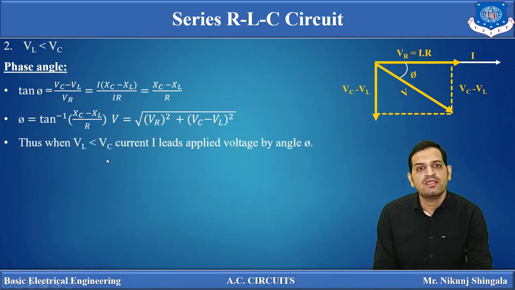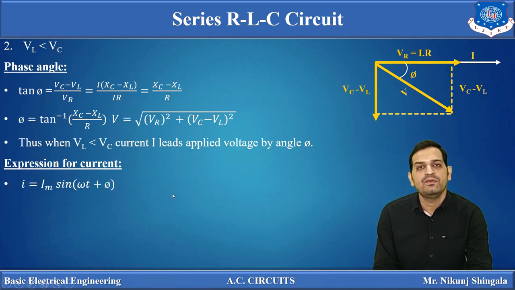Now as VL is less than VC, from this phasor diagram we can also see the resultant voltage lags behind the current, or we can say the current leads the total voltage by some angle phi, because the circuit is now behaving as a capacitive circuit for VL less than VC. So now we can write the expression for current using the phase angle. I is equal to Im sin(omega t plus phi). Here it is a plus sign because the circuit is behaving as a capacitive circuit, and current leads the voltage by some angle phi. So the final expression of current is I equal to Im sin(omega t plus phi).